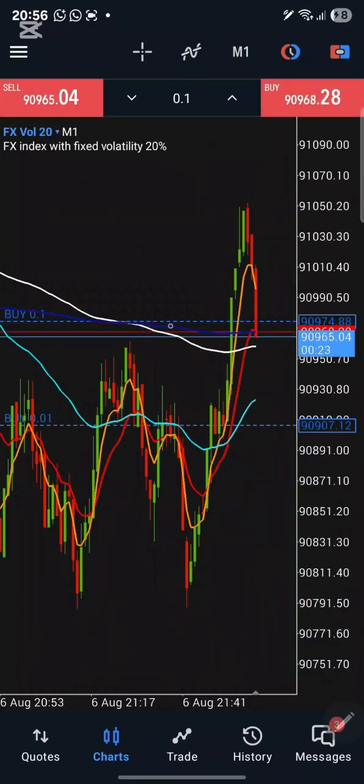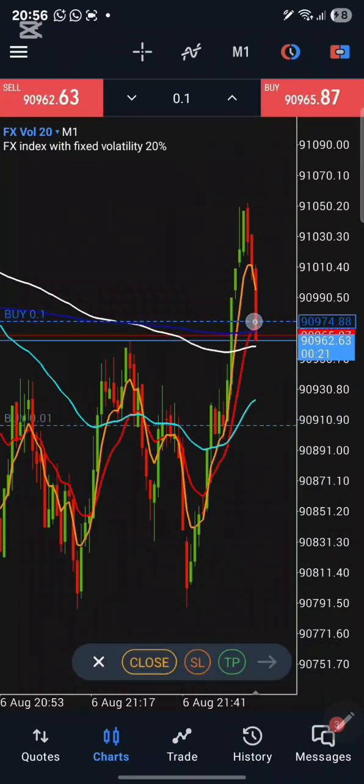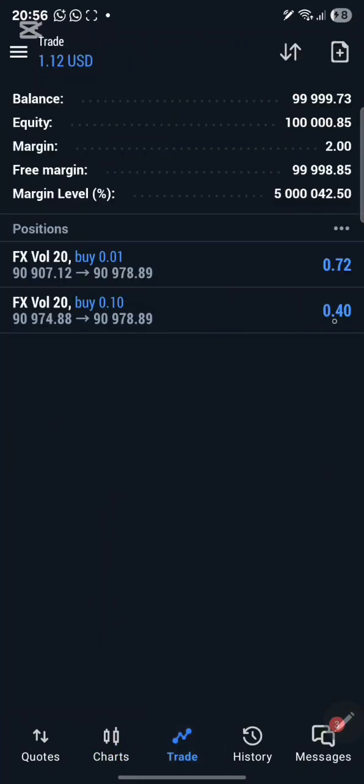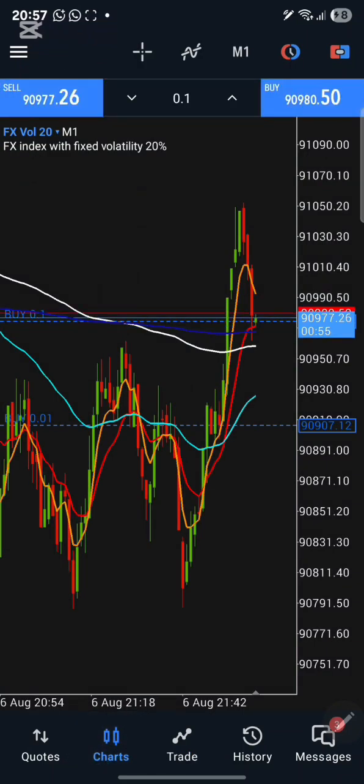We're gonna buy again there. So this is our new trade we bought here. The first one we bought there, and this is our new trade we bought here. So you can see that as we get into profit, the profits are quite different from this first trade. So we're gonna wait and see what the market is going to give us, right?